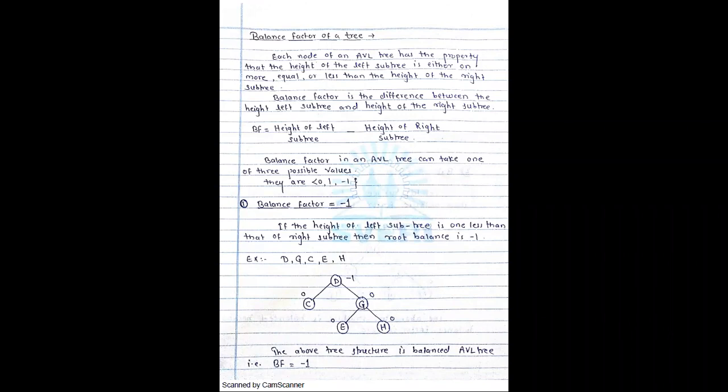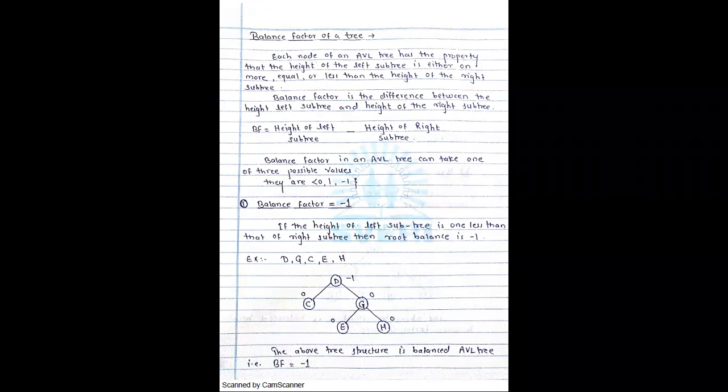Simple definition. Balance factor is the difference between the height of the left subtree and the height of the right subtree. So is there any difficulty to calculate the balance factor of the tree? BF is equal to height of left subtree minus height of right subtree. Now everyone has got the concept of how to calculate the balance factor. So after calculation of balance factor, which value are you considering for the balanced tree?